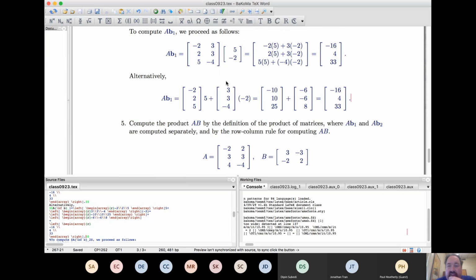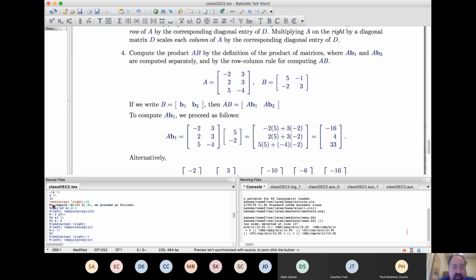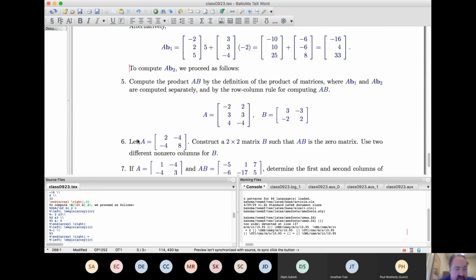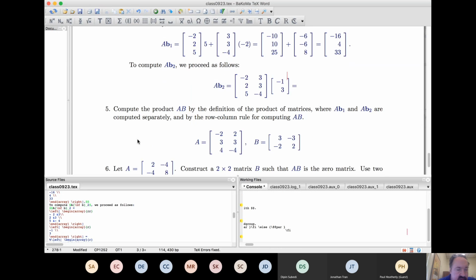All right. So what we have here, however you get it, this is the first column of a product AB. So then all we have to do is repeat the process with the second column of B. And I have that detailed out here. So AB2. So we have A again, second column of B.